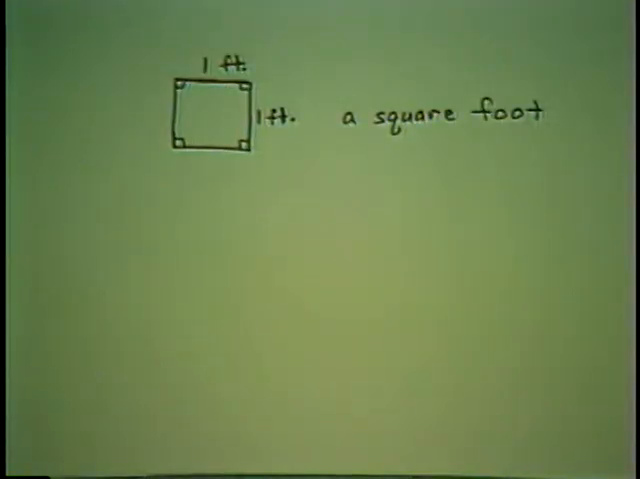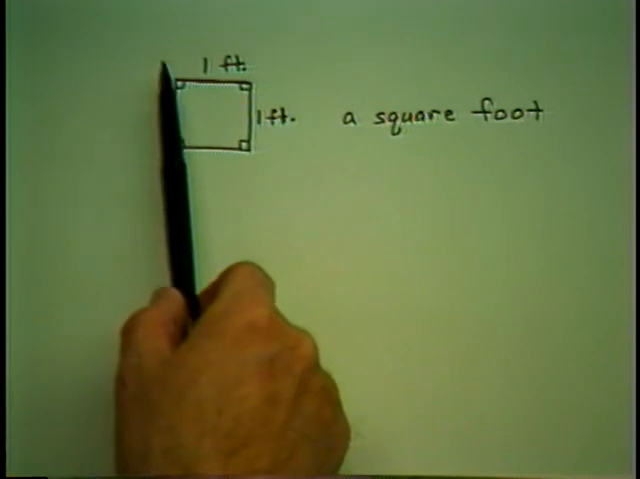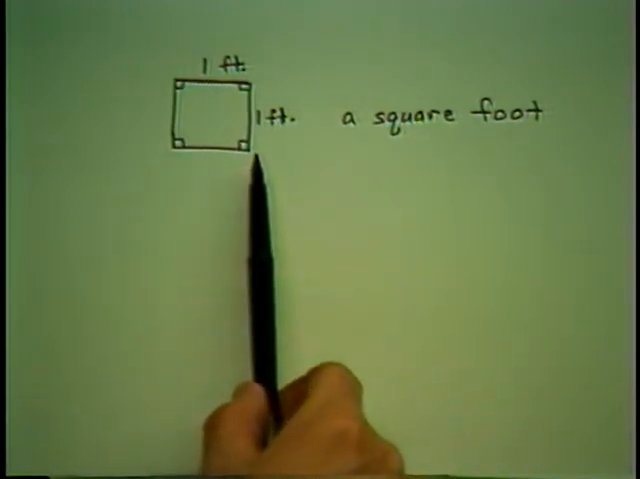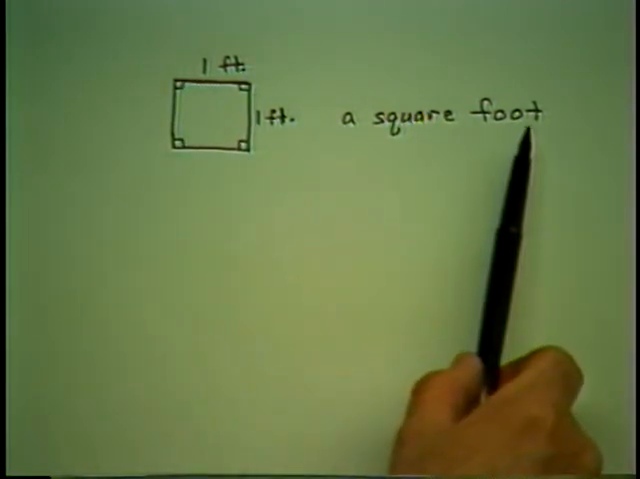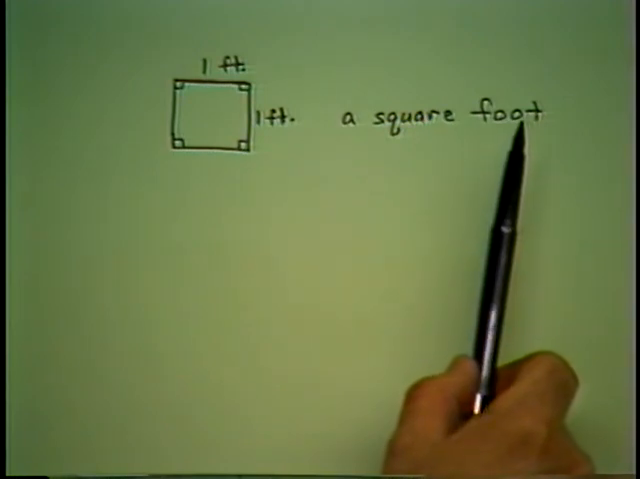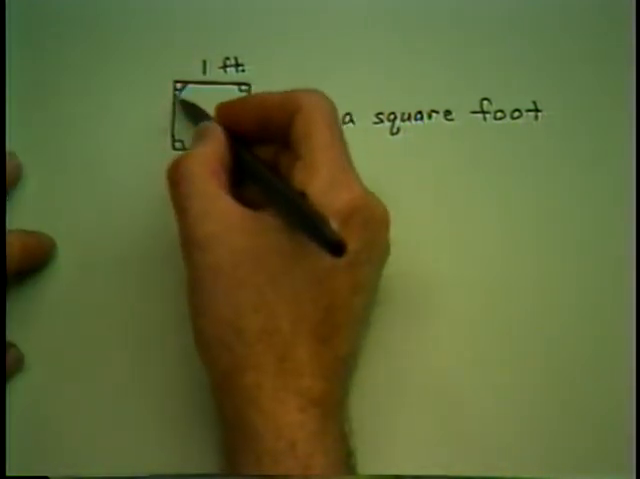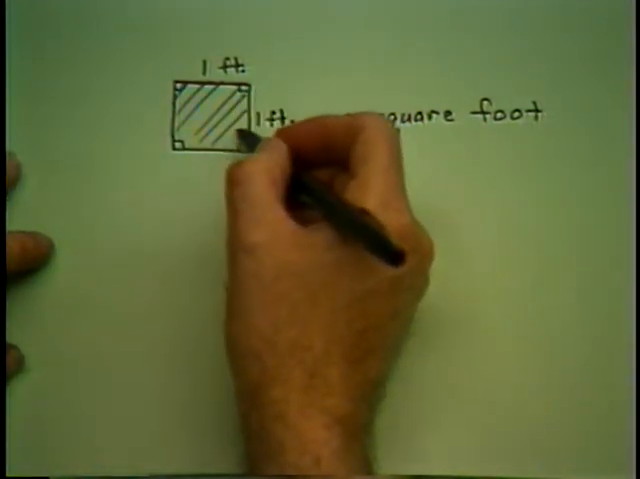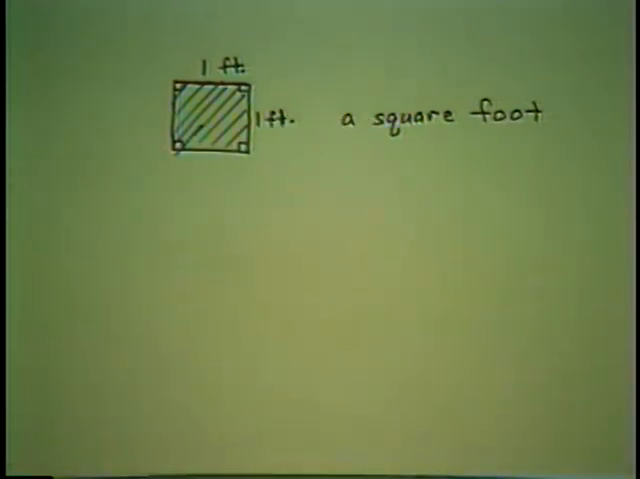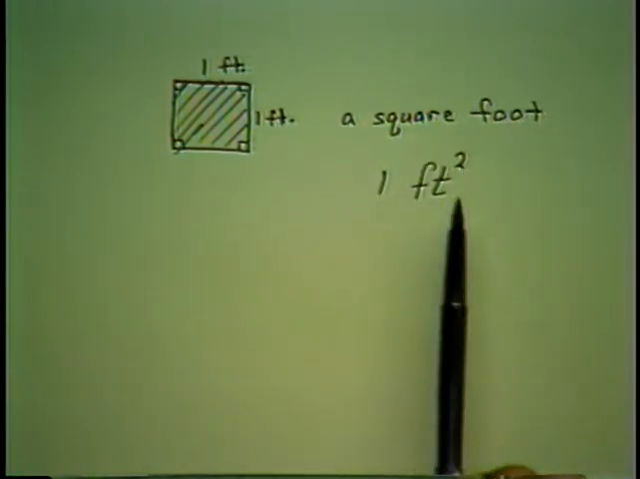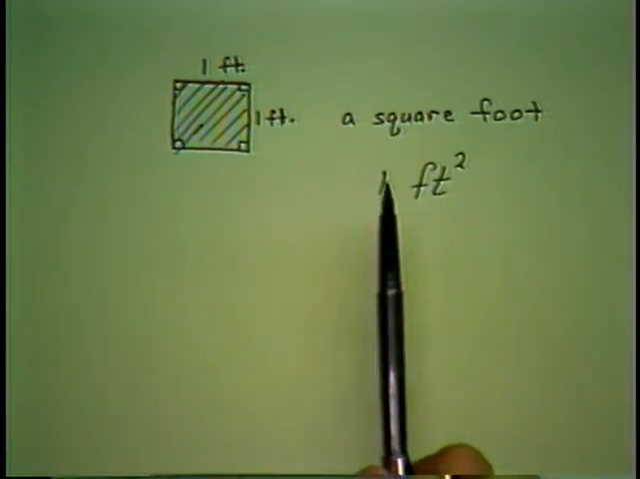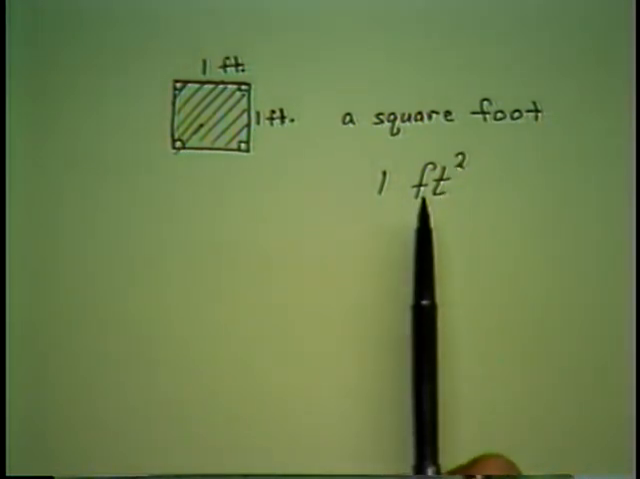Let's review basic terminology. If we have a square 1 foot by 1 foot, we usually refer to that as a square foot. And the area of this we will denote by the area 1 square foot. And usually it is written in this way. We put an exponent of 2 on the unit of measure, and we read this 1 square foot.